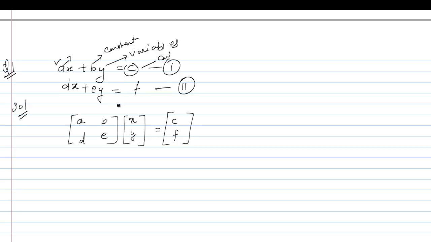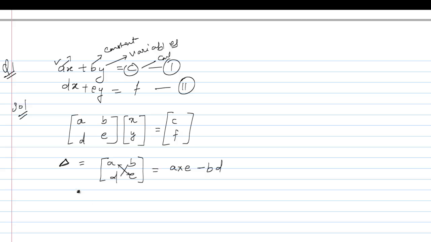The second step is what? The common determinant is given as follows. How can we find the common determinant? We have a, b, d and e. So how can we solve this matrix? We multiply a into e minus b into d. So this is my delta.